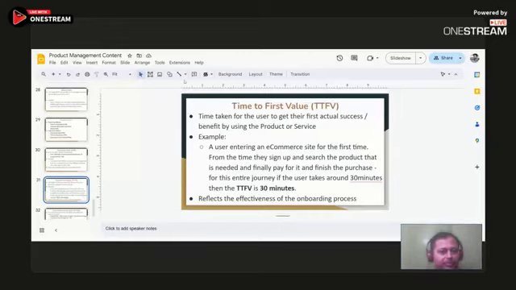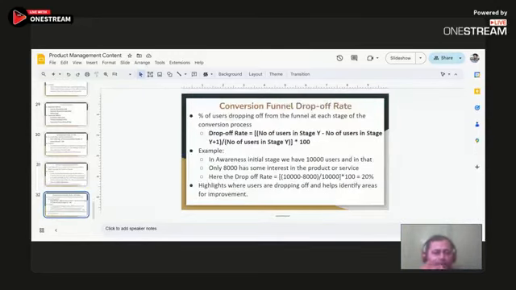And next, the last one is the conversion funnel drop-off rate. This is the percentage of users dropping off from your funnel at each stage of your conversion process, from one stage to another stage. So how many users are dropping off between these two stages? That is your drop-off rate.